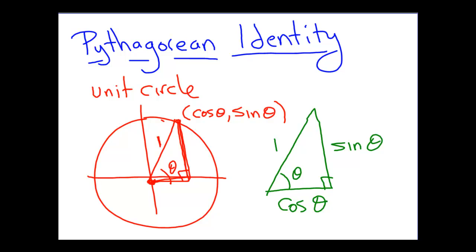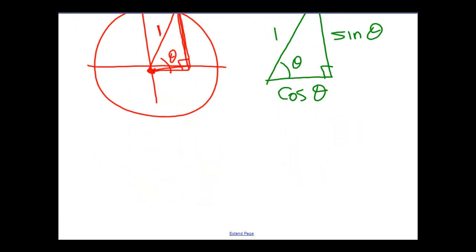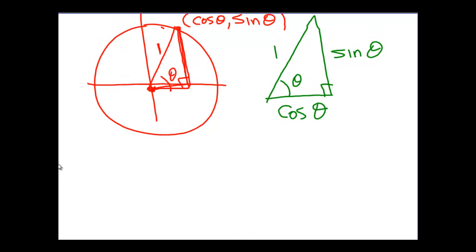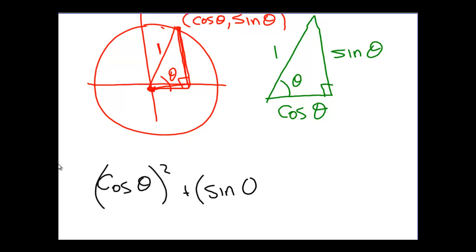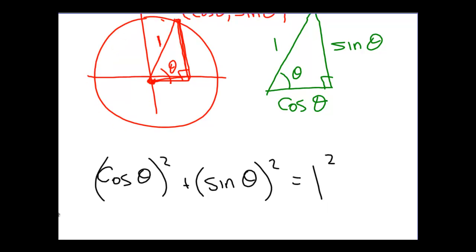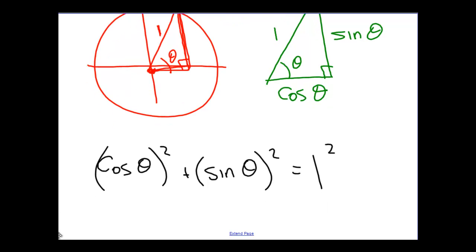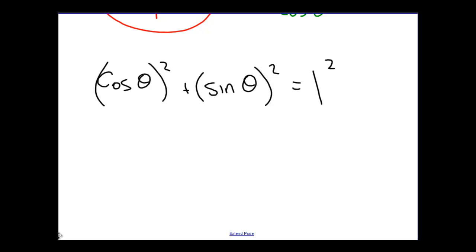However, there's a rule that we can apply to this triangle that we haven't thought about before, and that is the Pythagorean theorem. So if you think about our right triangle here, it must be true that the cosine of theta squared plus the sine of theta squared must equal 1 squared, or just 1. So this is the Pythagorean identity for sine and cosine. It's a very useful way for us to solve problems.